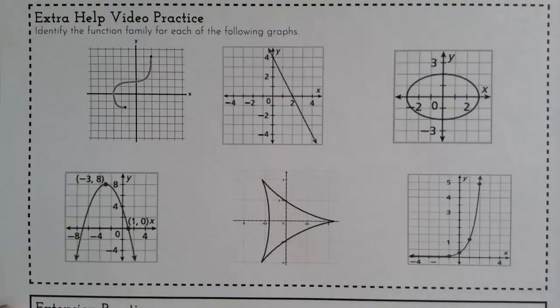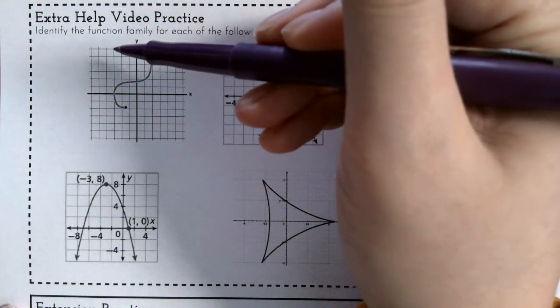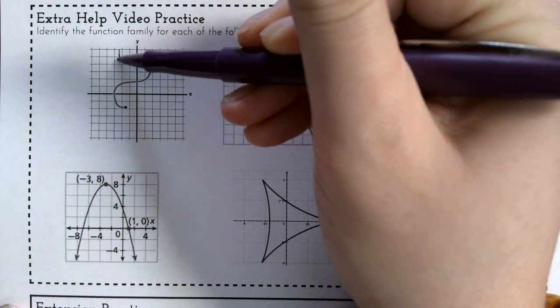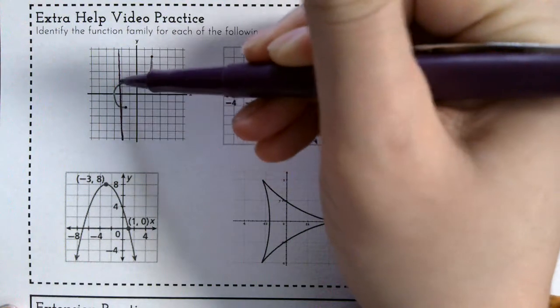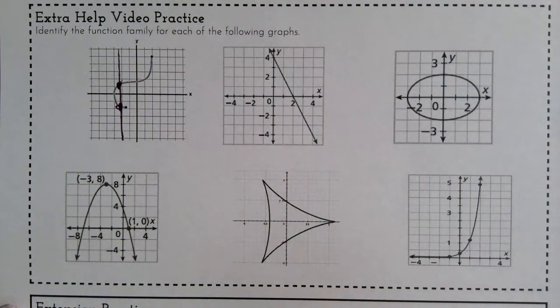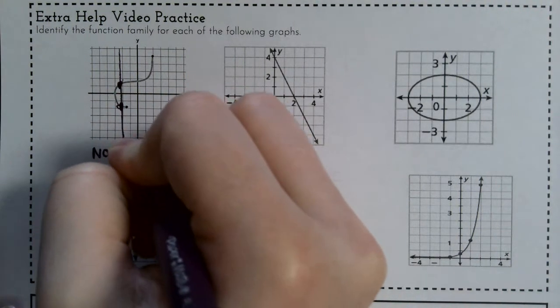So non-functions fail the vertical line test. So I want to see if I can draw a vertical line that touches twice. And we can see here, if I draw a vertical line here, I touch here and here. So that fails the vertical line test. So this is a non-function.